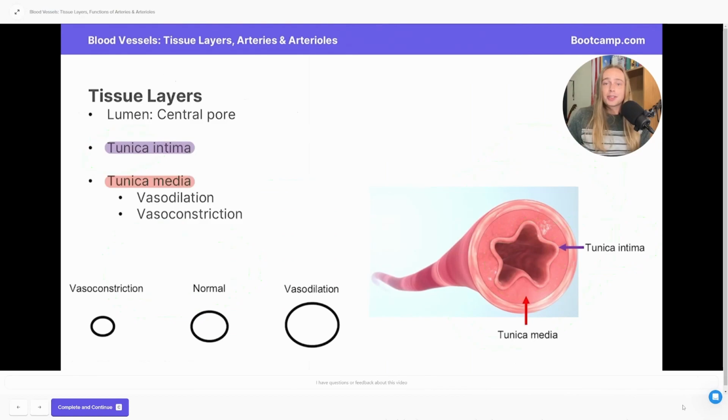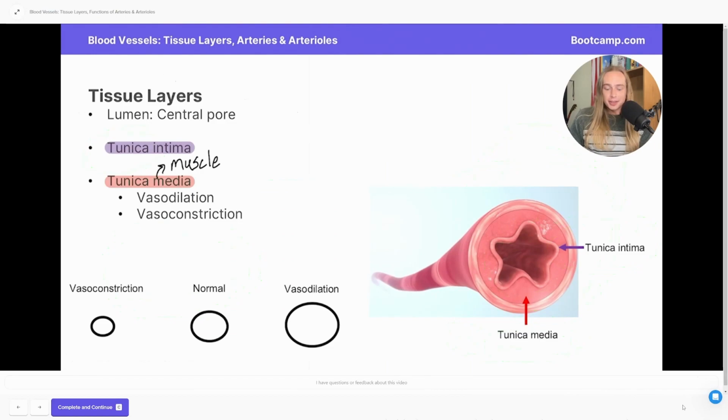The layer superficial to tunica intima is known as tunica media. This is going to be our meaty layer, and it's going to be made up of smooth muscle cells. I always like to remember that this M stands for muscle. This smooth muscle can change the diameter of a blood vessel, and by doing so, manipulate how much blood is going to be allowed to flow through that vessel.